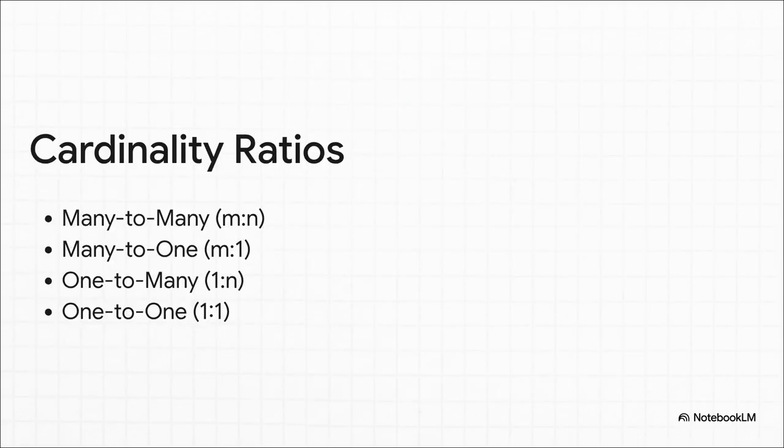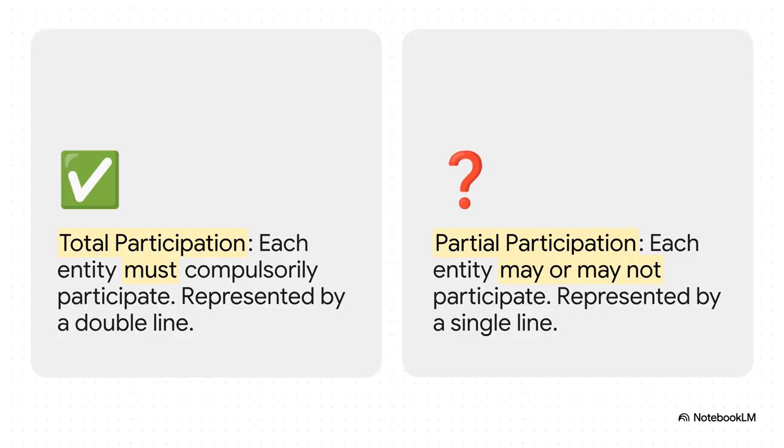But these connections aren't random. They have rules, and we call these rules cardinality. It's just a word that defines how many entities can be connected. For example, you might have a many-to-one relationship. Many employee entities can be part of one department. See? Many employees, one department. That's cardinality. And there's one more rule: participation.